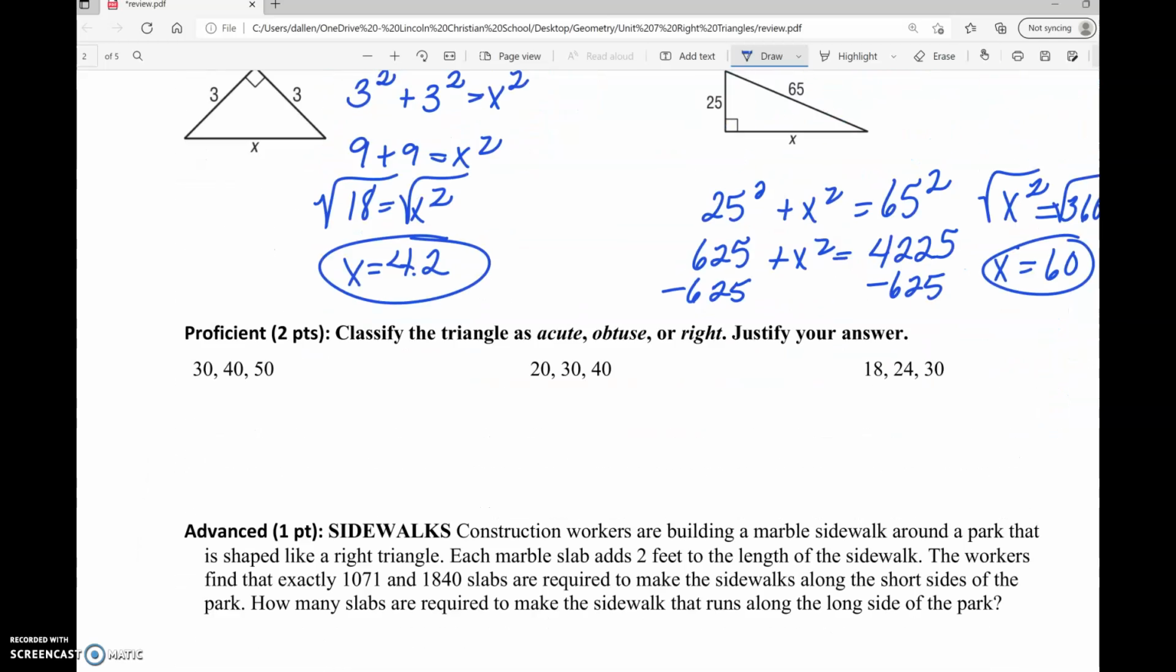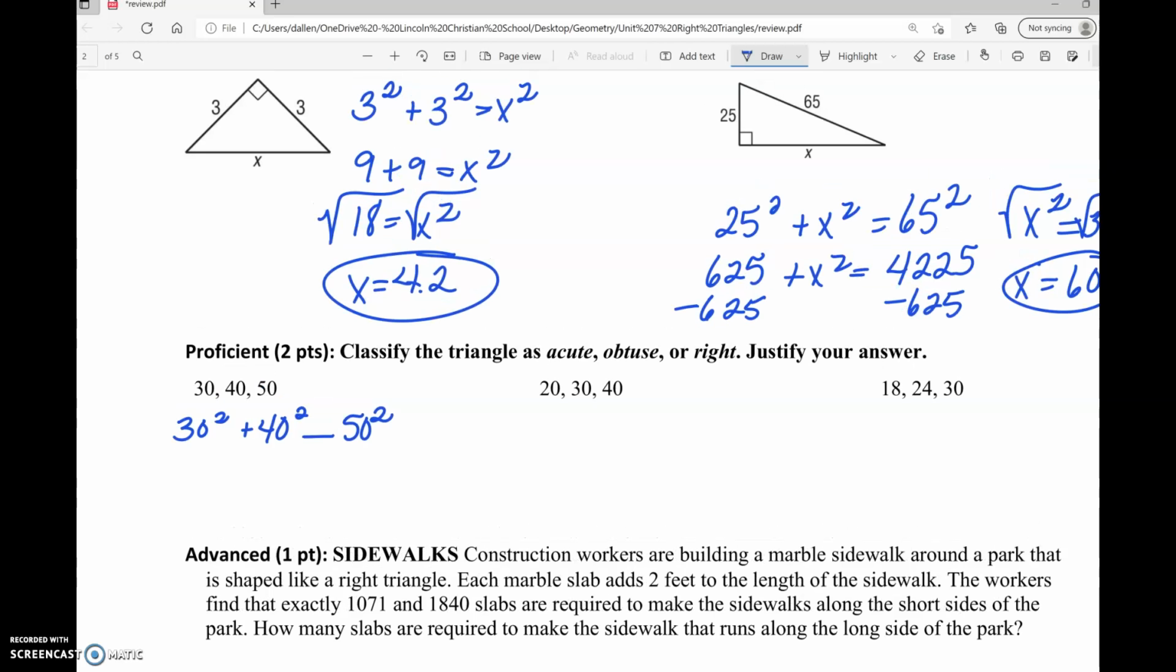All right, and then here we were classifying whether this is acute, obtuse, or right. So when I take this, we're checking to see how 30 squared plus 40 squared relates to 50 squared. And again, we want to also check to make sure 30 plus 40 is greater than 50, which it is. That makes it a triangle. So 900 plus 1,600, that is equal to 2,500. So those are equal, so this would be right.